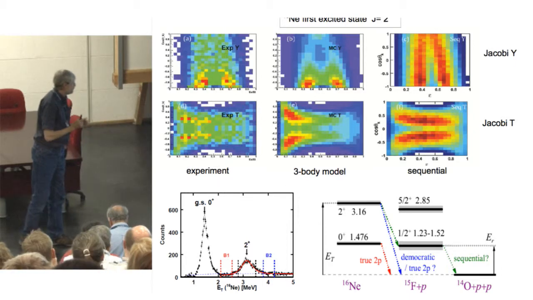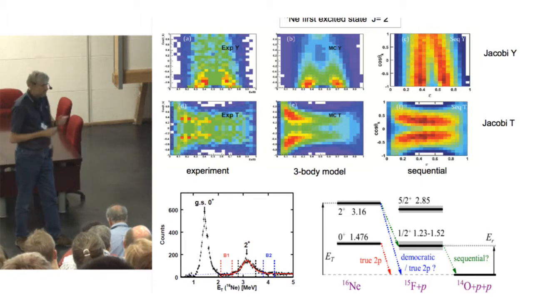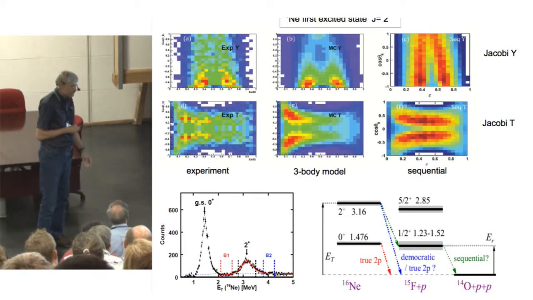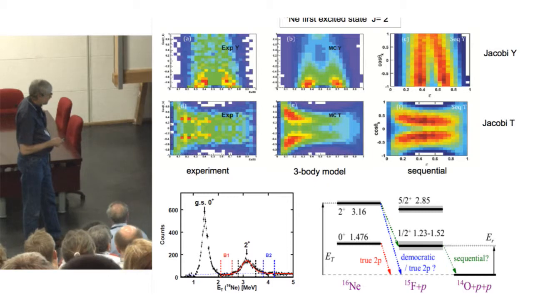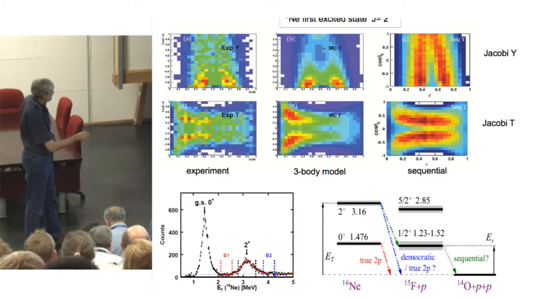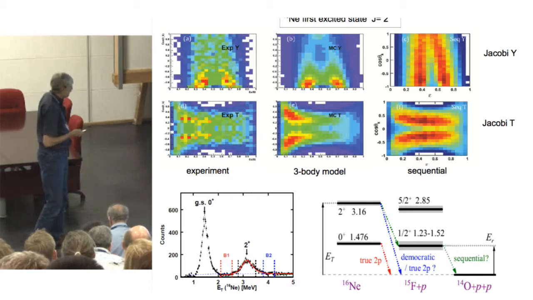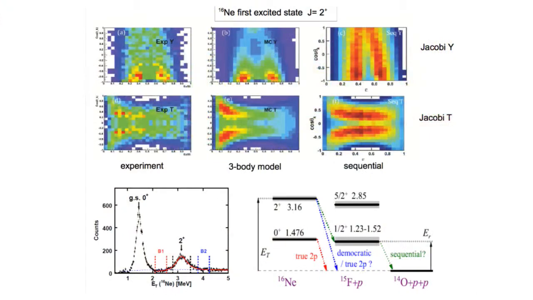So this is a region where you expect the final state interactions between the protons to be strong. And so it's sort of nonsensical that we have these sequential ridges only when we have these final state interactions. Here is the calculation from the three-body model, and it pretty much gets the basic structure right. So can the model tell us what's happening?